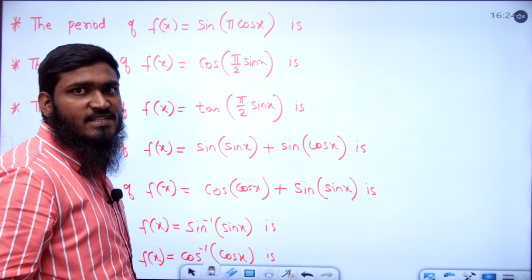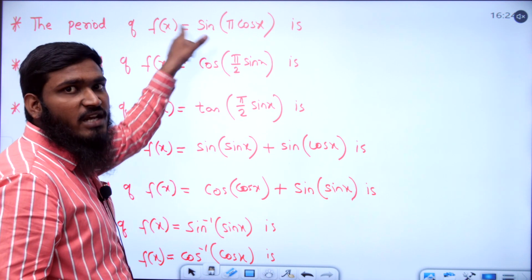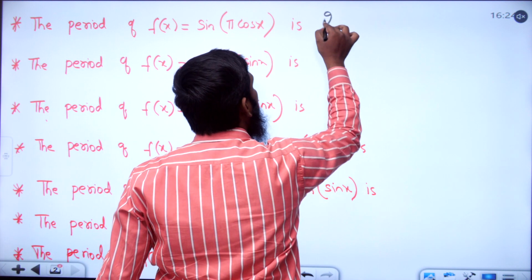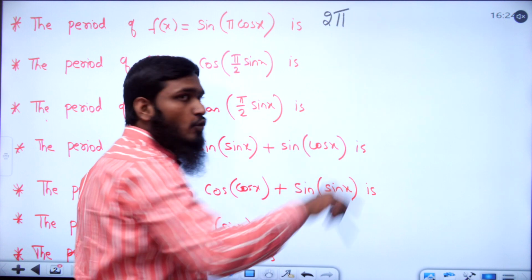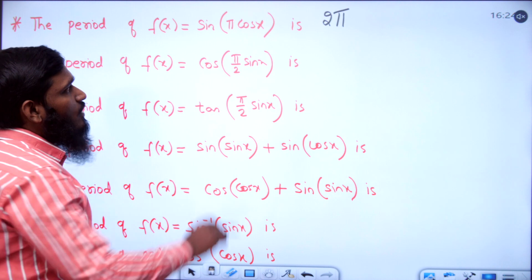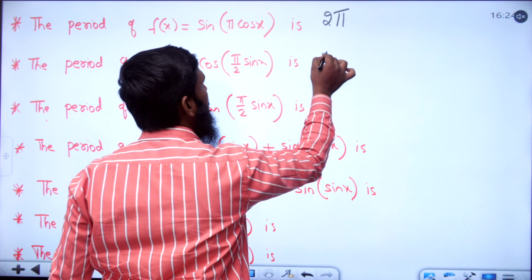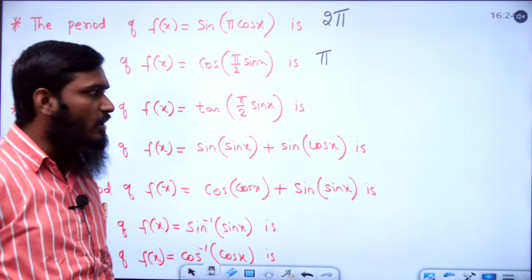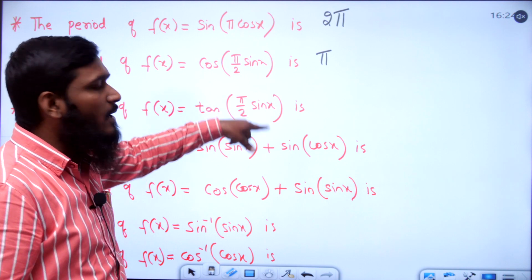Sine of pi into cos x we have taken. Outside what function are we having? Sine. So what do we write as the answer? 2 pi. Sine means 2 pi, cos means pi. So the outside function is cos, and cos means we can directly write the answer as pi. That's it. Okay. Now next we have tan of pi by 2 sine x.